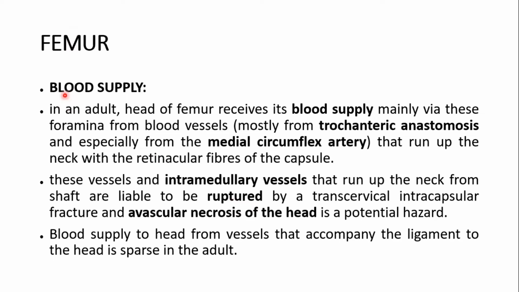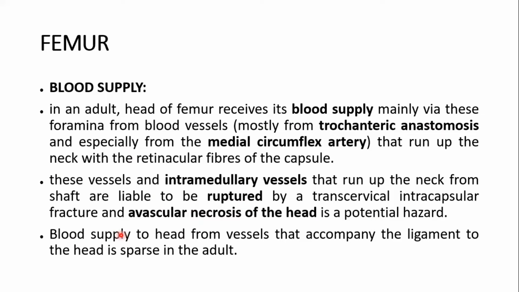Now, talking about the blood supply of the femur. In an adult, the head of the femur receives its blood supply mainly via these foramina from blood vessels, mostly from the trochanteric anastomosis, and especially from the medial circumflex artery that runs up the neck with the retinacular fibers of the capsule. These vessels and the intramedullary vessels that run up the neck from the shaft are liable to be ruptured by a transcervical intercapsular fracture, causing avascular necrosis of the head of the femur. It's very important clinically, avascular necrosis of the head of the femur. So it's a potential hazard.